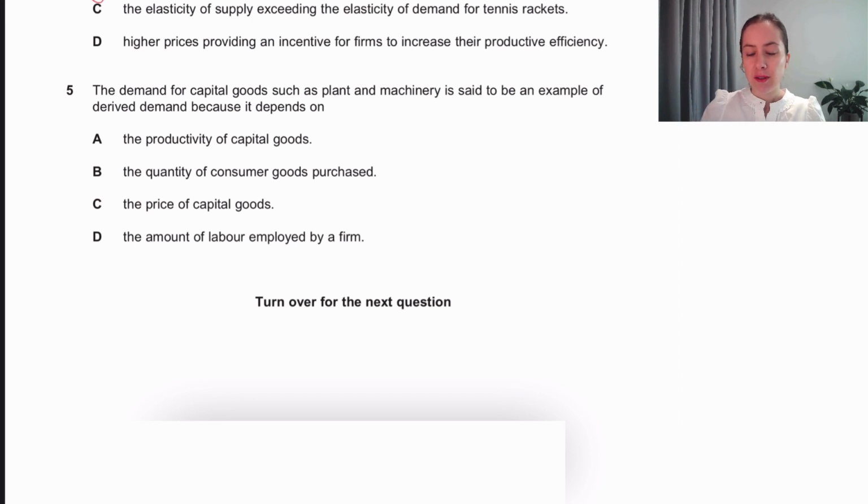Demand for capital goods is derived demand. Derived demand means the demand results from the demand of something else. So if people are buying lots of goods, the company is going to need to produce a lot of goods, and they're going to need lots of capital. So you can see the demand for the capital results from the demand for the goods.